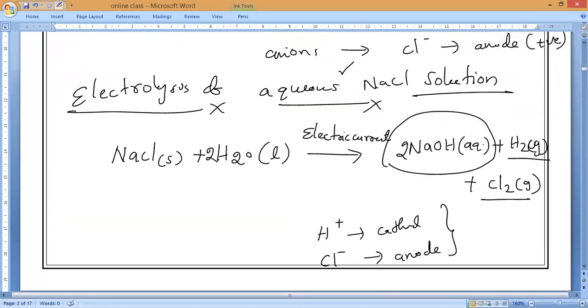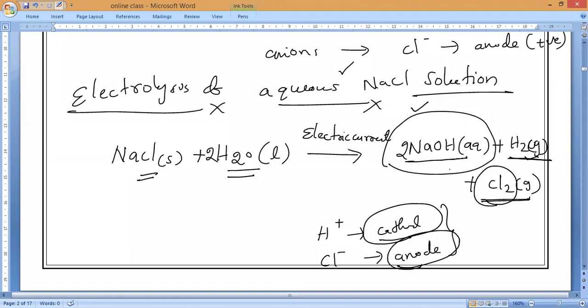But if you want to get sodium hydroxide, then what do you have to take? We have to take an aqueous solution of NaCl, meaning NaCl is dissolved in water, so that we get three products: NaOH plus hydrogen gas plus chlorine gas. Now hydrogen is a positive ion, so it will go to the cathode, and chlorine is a negative ion, which will go to the anode. Then what about NaOH? That is the question.